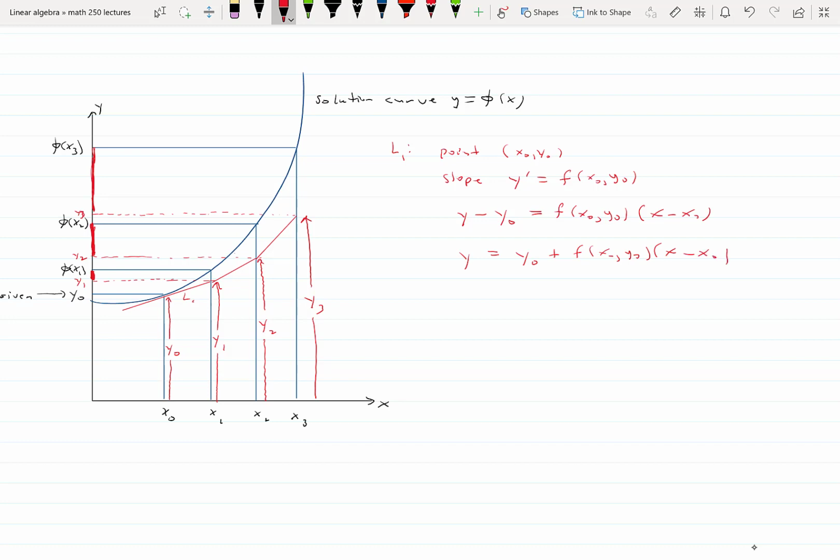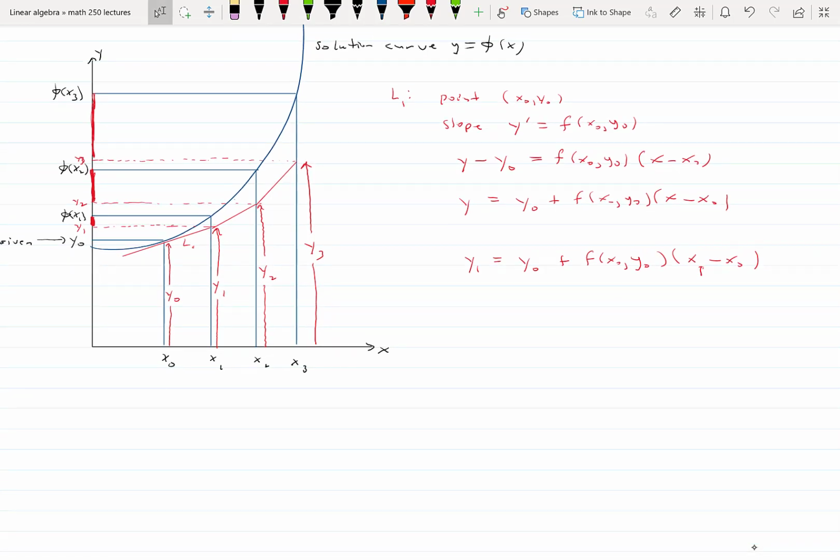So what is my first approximate value? It's y1. y1 then equals y naught plus f of x naught, y naught, times x1 minus x naught. That is my first approximation. Okay, now I'm going to find L2 to find y2. L2 requires a point and a slope.